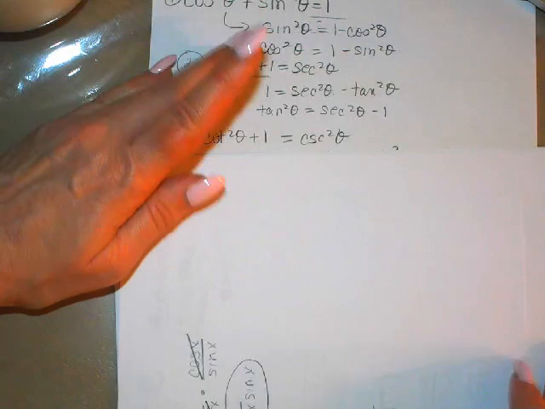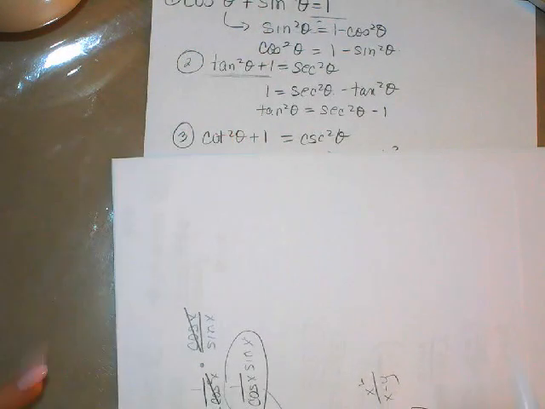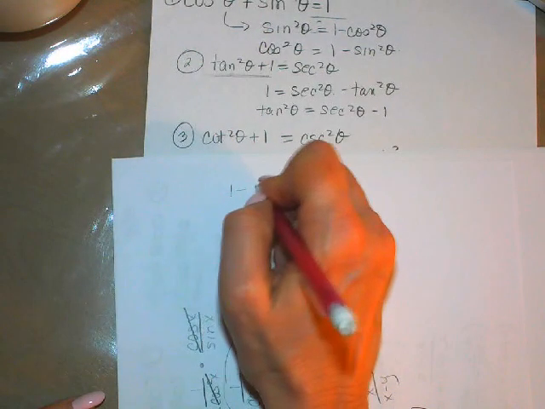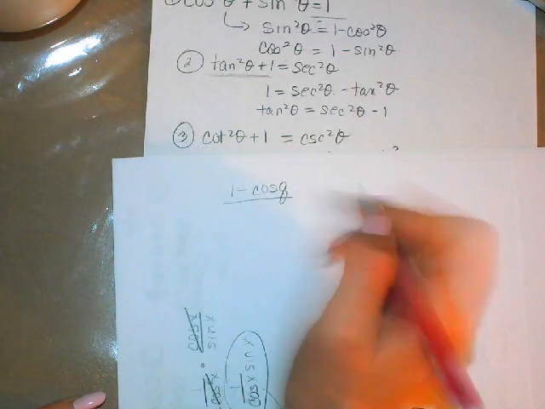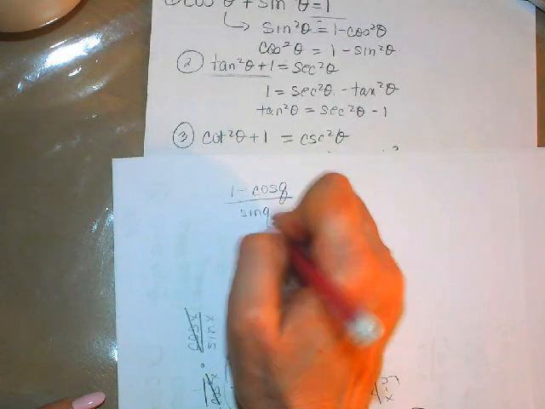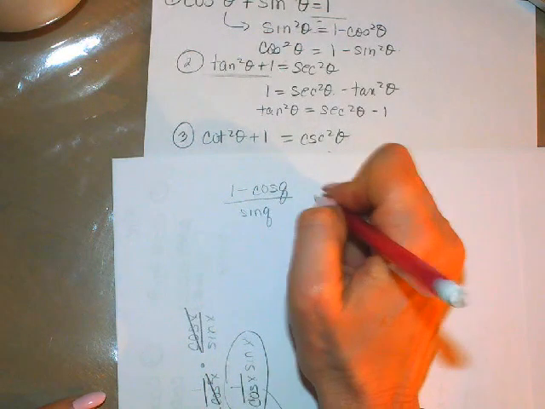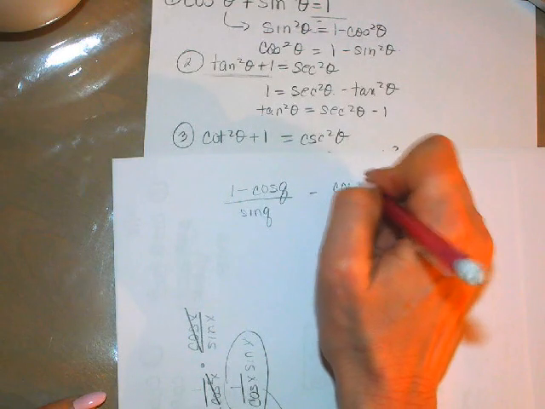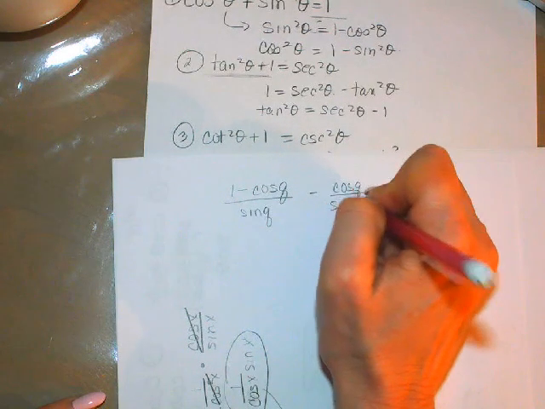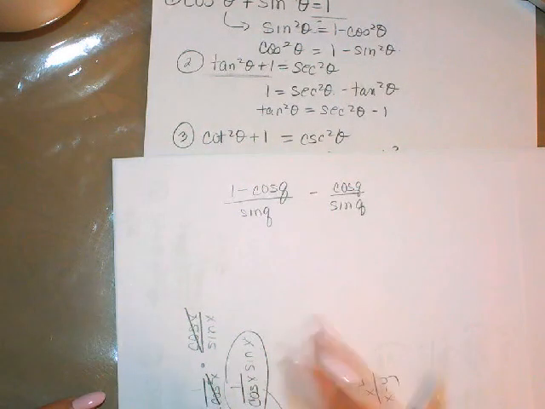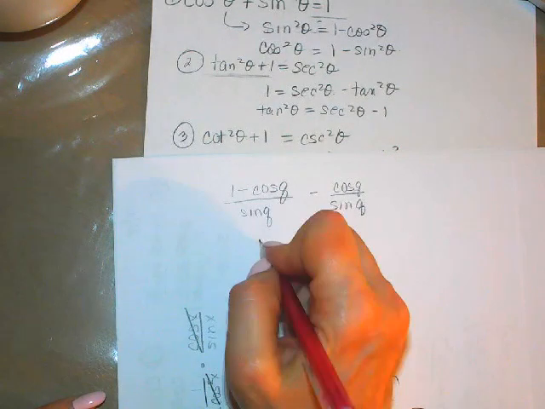Okay, let me quickly go over number 6. All right, I'm going to use this paper right here. Number 6 is, let's see. Oh, 6 was easy. 6 was 1 minus cosine of q. I don't know where q came from. Over sine q, minus cosine of q over sine q.